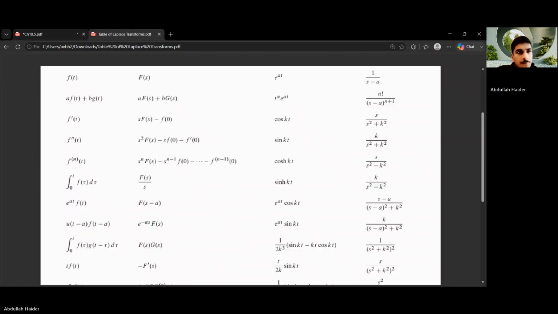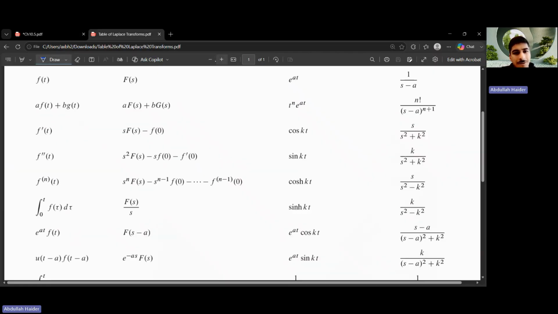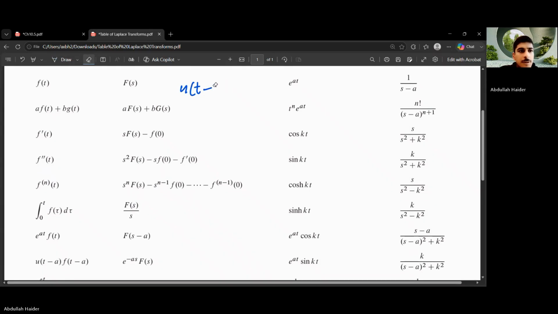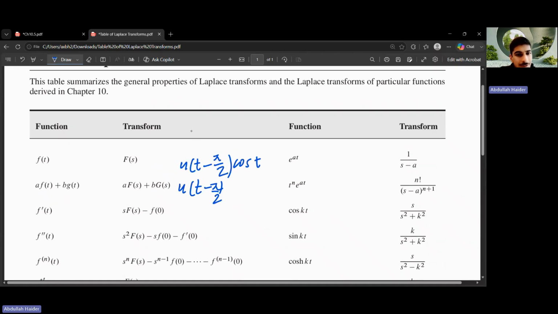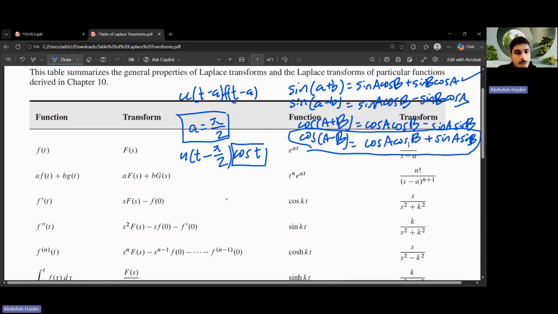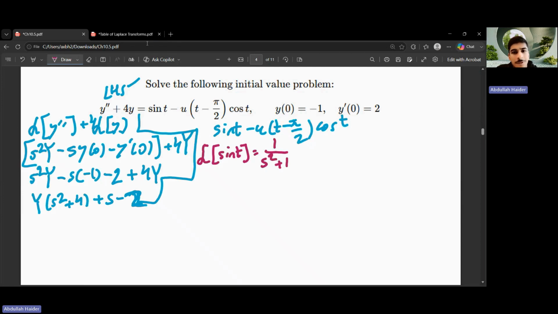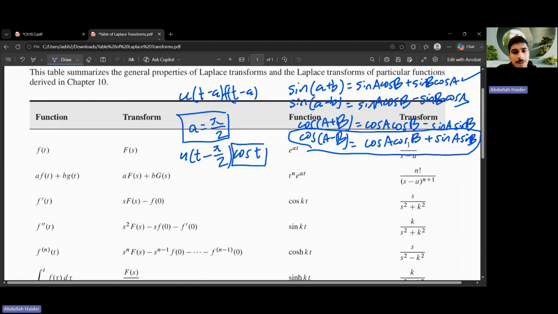So we have u t minus pi over 2 cosine t. Let's do it here so to save more space. Basically our goal is to get something like u t minus pi over 2. Your real a is pi over 2. So somehow we need to fit that pi over 2 in the cosine. Based on what we have here, we need to find the Laplace of u t minus pi over 2 cosine t.